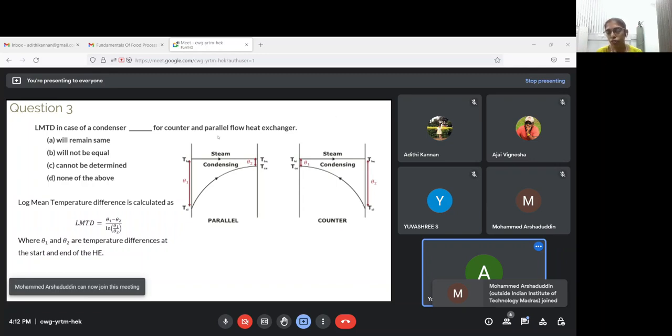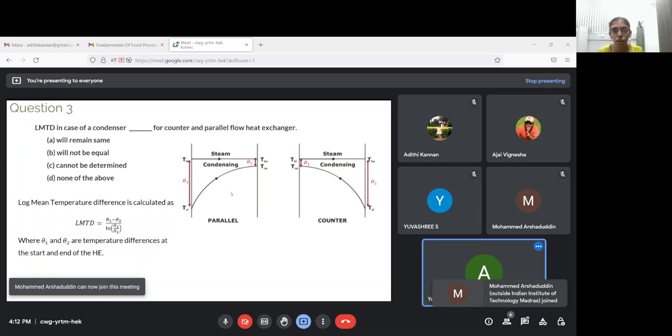In case of a parallel flow, both the fluids enter in the same direction. So throughout the heat exchanger, both the fluids will be flowing in the same direction in case of a parallel flow. And in case of a counter flow, both the fluids will be flowing in an opposite direction. Whereas in case of cross flow, as I mentioned in the first question, the fluids will be flowing at a 90-degree angle. So based on the flow arrangement also, you can classify a heat exchanger.